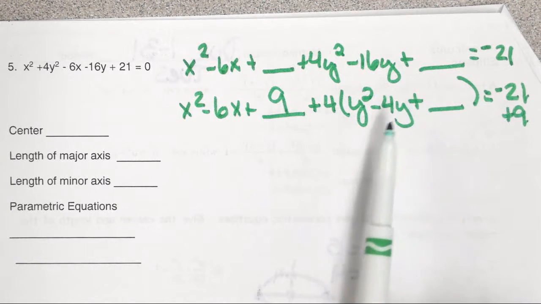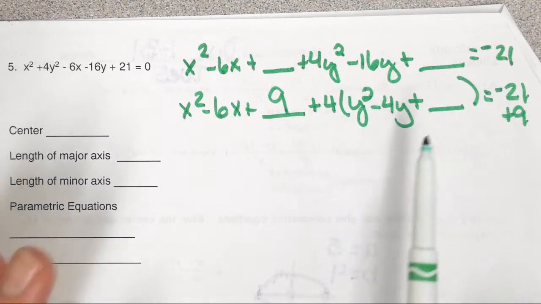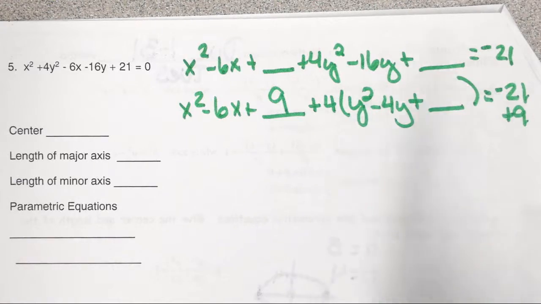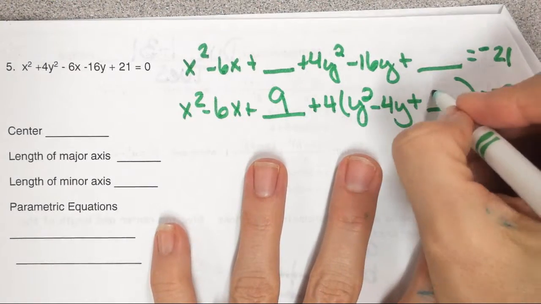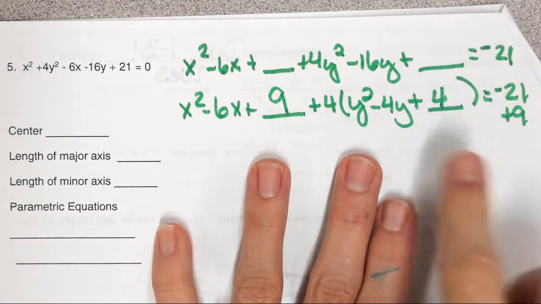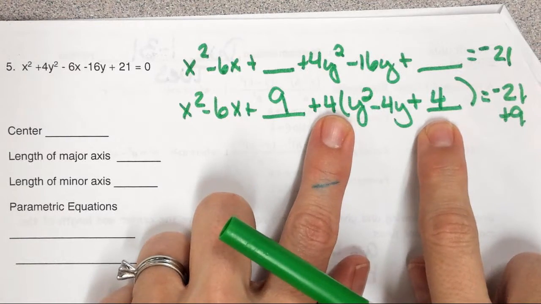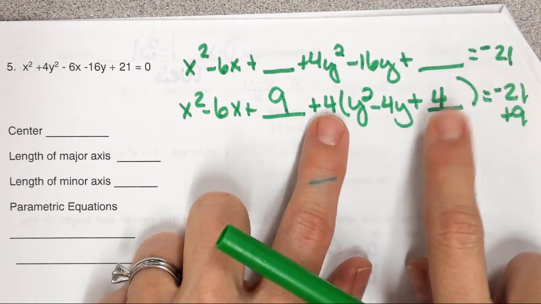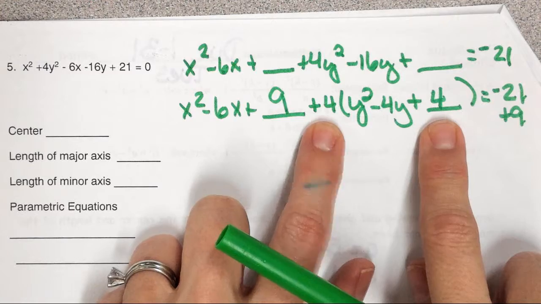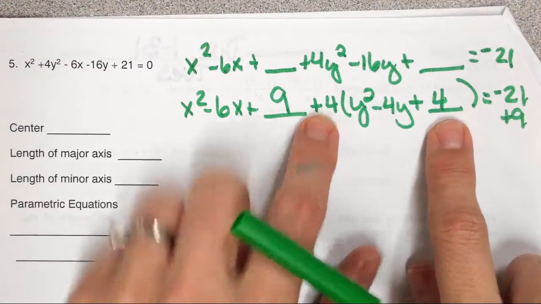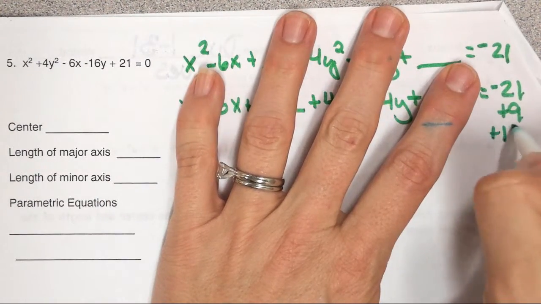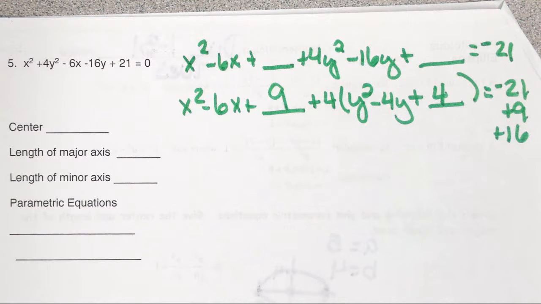Half it, square it, add it. Okay, we're going to do it again. What is half of negative 4? Negative 2. What is negative 2 squared? 4. Okay, here's the tricky part. Did I really add 4? No. What did I really add? 16, because I had a 4 out here. 4 times 4, so I really added 16.